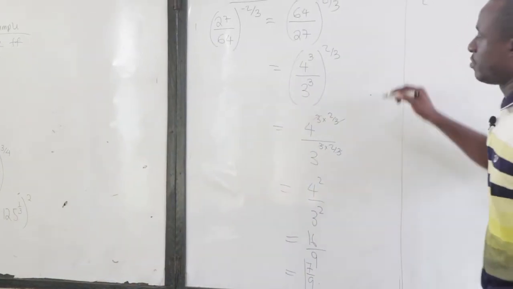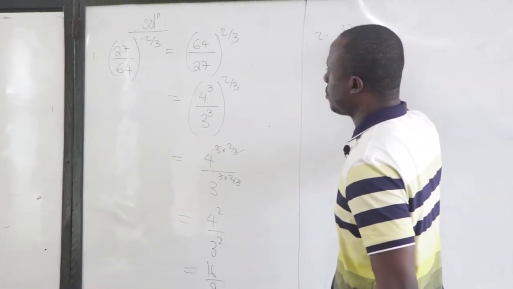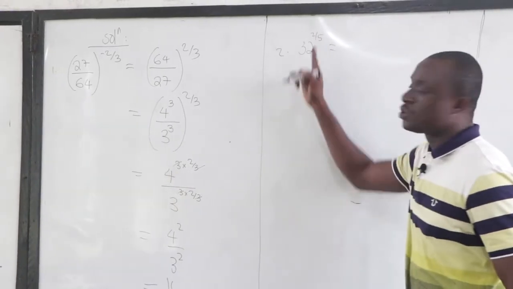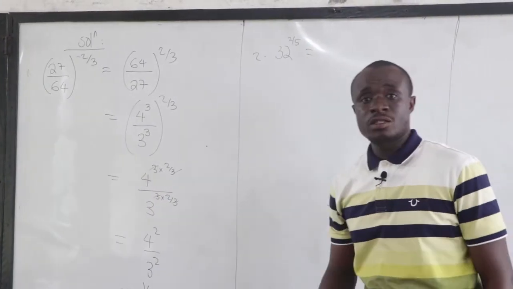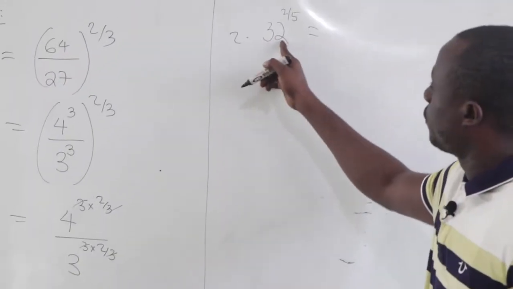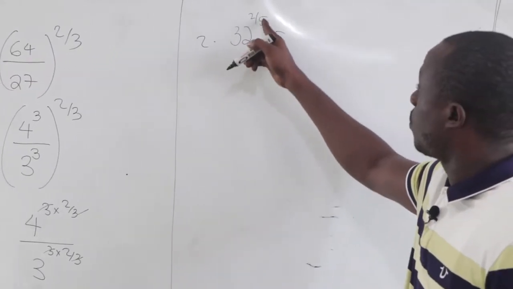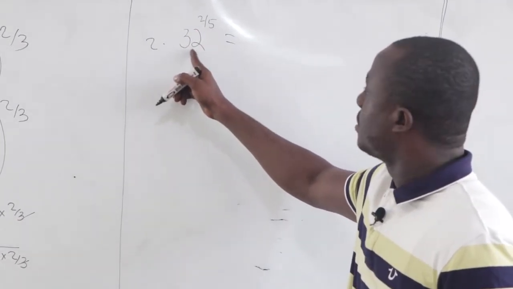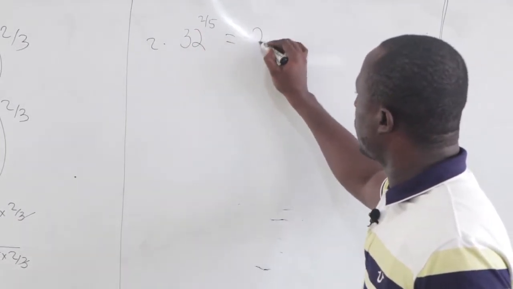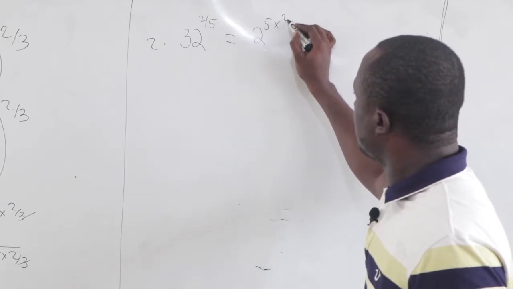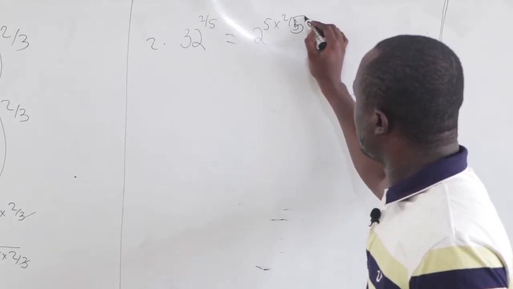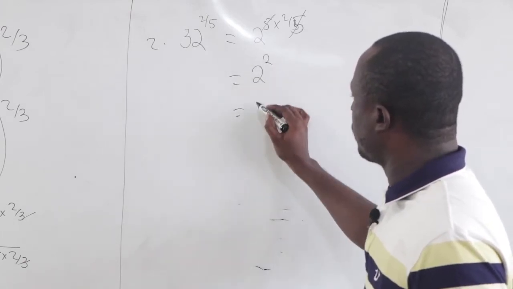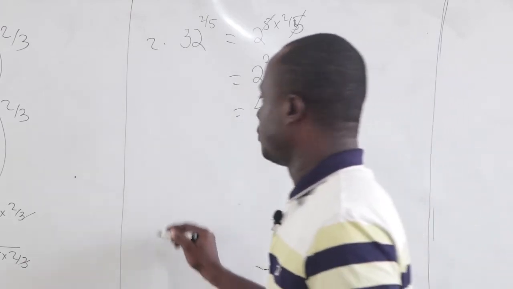Now let's see question number 2. We have 32 to the power 2 over 5. Now this is 2 over 5. That is the exponent. So here we have to change the 32. Because it's 2 over 5, what number to the power 5 will give us 32? That is 2 to the power 5. So you have 2 to the power 5 times 2 over 5. Now this 5 will cancel this. We have 2 to the power 2. 2 to the power 2 is 4.